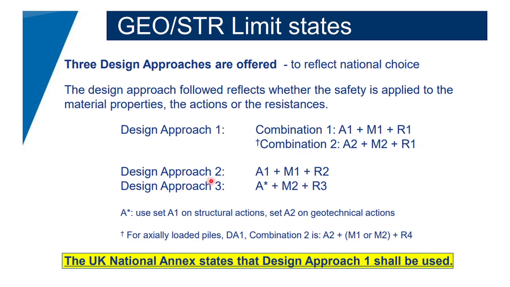And for design approach 2, you have A1, M1, and R2. And then for design approach 3, you have A asterisk, M2, and M3. A asterisk is dependent on your actions. It should be A1 if that is in consideration for the structural actions, and A2 for geotechnical actions.